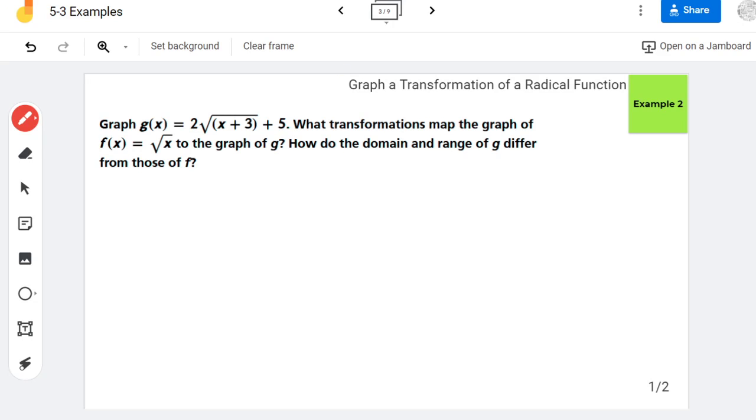In today's video, I'm covering example 2 from lesson 5-3 in the SavvasRealize Algebra 2 textbook. The goal of today's video is to graph a transformation of a radical function.